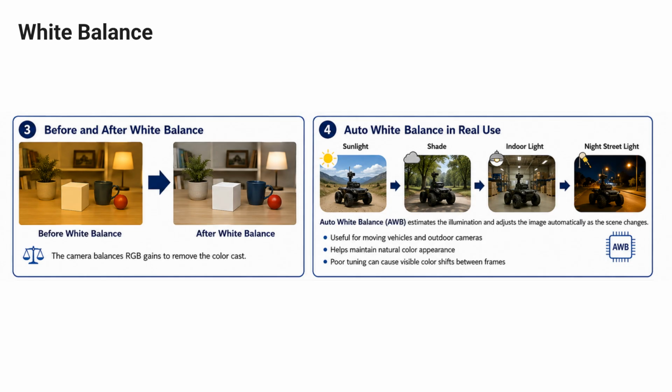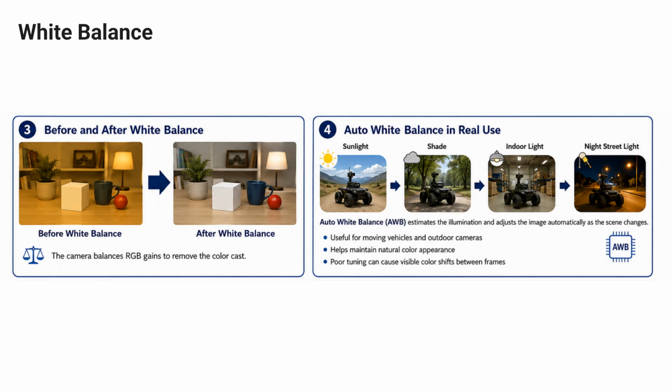The first image shows the difference before and after white balance correction. Before correction, the scene may have a strong yellow, blue, or green color cast. White objects no longer look white, and other colors also appear unnatural. After white balance, the camera adjusts the red, green, and blue channel gains. This removes the color cast, restores neutral whites, and makes the overall image look more realistic.